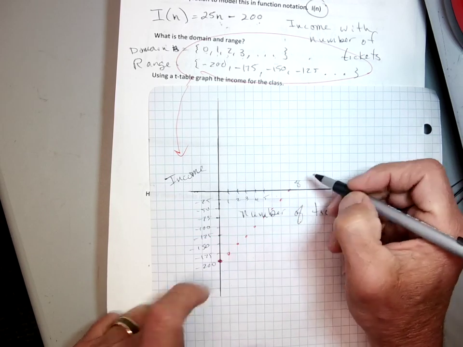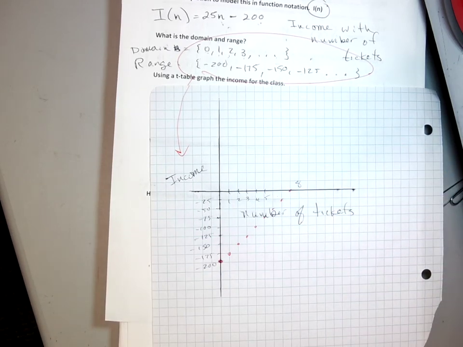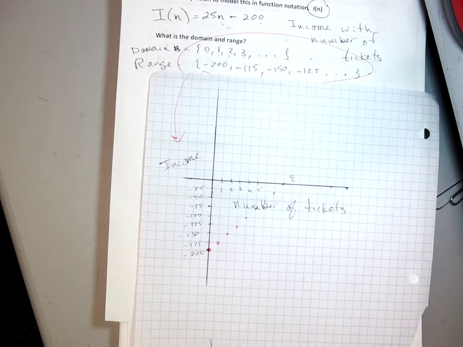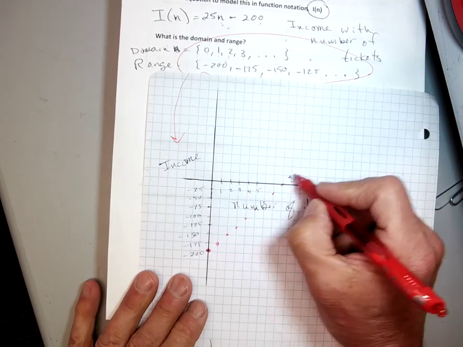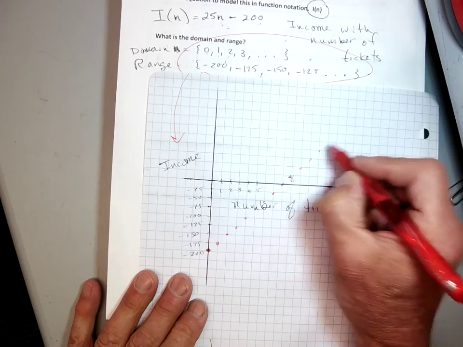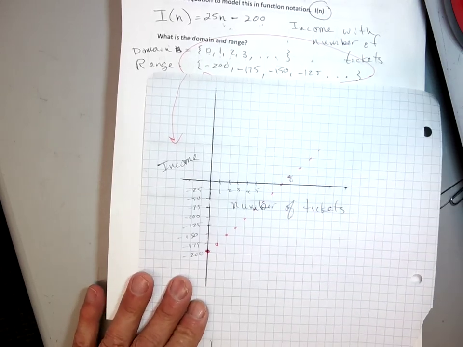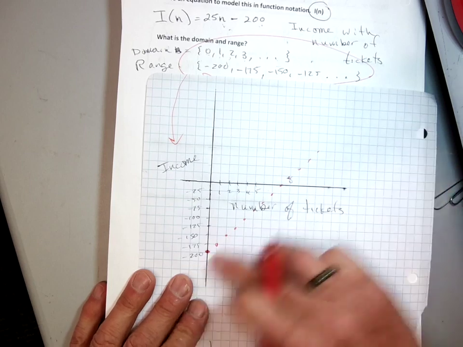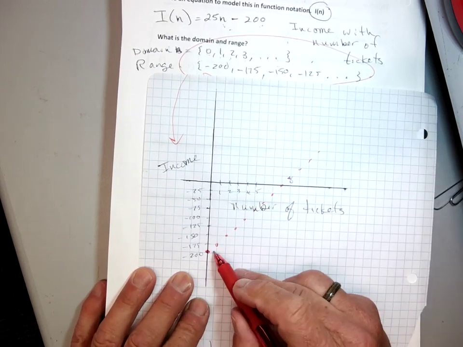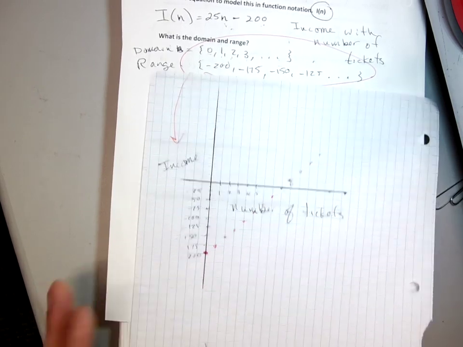Break even means, all right, woohoo, I don't owe any more money. So there's my graph, and it keeps going. Hopefully I'll sell more than 8 tickets because I want to make some money, right? There's my graph. I do not connect the dots because that would mean I'd have to sell half a ticket. Don't connect the dots.